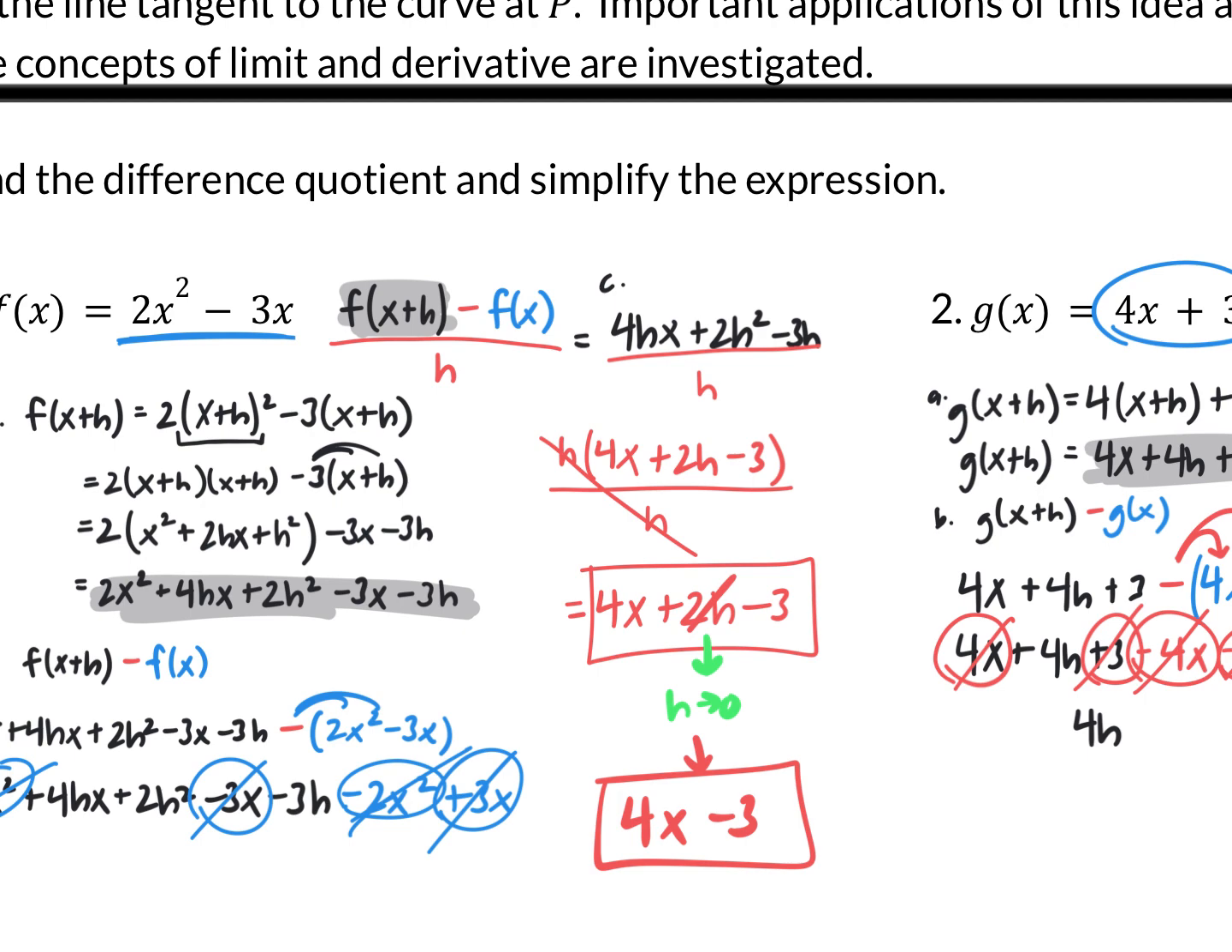Now, the one thing I want you to be careful about is you cannot plug in h is 0 until the very end. Because if I plug in 0 here, I'm going to end up with 0 on top and 0 on bottom, okay? In calculus, we call that an indeterminate form. We can't have 0 over 0. So we have to simplify it first, get rid of those h's, and then I can plug in 0. Does that kind of make sense? A little bit? You guys are so smart.